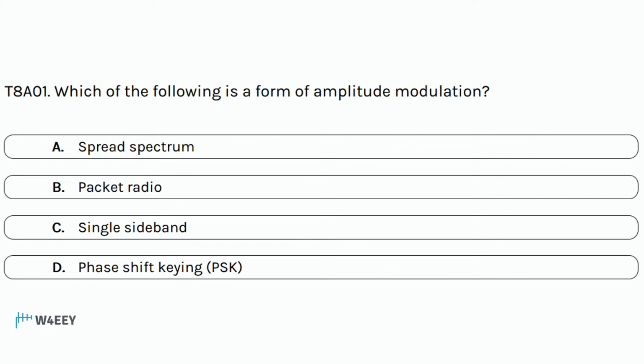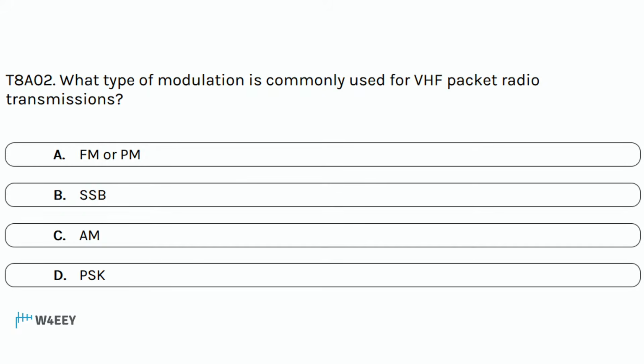Which of the following is a form of amplitude modulation? C, Charlie. Yes, single sideband is one of the two sidebands that you have in AM, so it's a part of the amplitude modulation family. And what type of modulation is commonly used for FM packet radio transmissions? Alpha. FM, yes indeed, or phase modulation, but the little handy talkies can be used for packet.